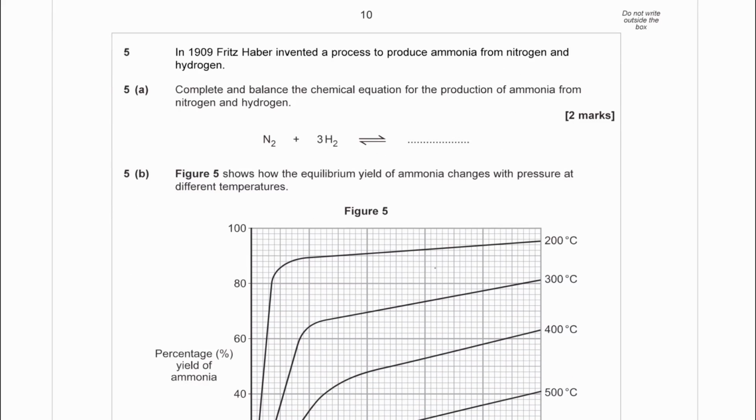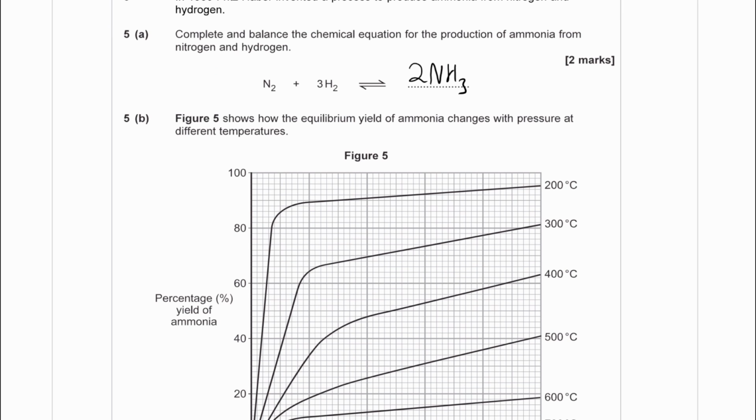Alright, so in question 5, it says, in 1909, Fritz Haber invented a process to produce ammonia from nitrogen and hydrogen. That's true, the Haber process. Complete and balance the chemical equation for the production of ammonia from nitrogen and hydrogen. Well, ammonia, you should know, is the chemical NH3. Now we don't have state symbols here, so we don't need to write in state symbols. Now all we need to do is balance this. Well, we have 2 nitrogens on the left-hand side, and we have how many hydrogens? 1, 2 times 3 makes 6. And so if we need 2 nitrogens, we straight away know that we're going to double the amount of ammonia. And we can see that that also satisfies the hydrogens, so that is done. Alright, so let's move on.